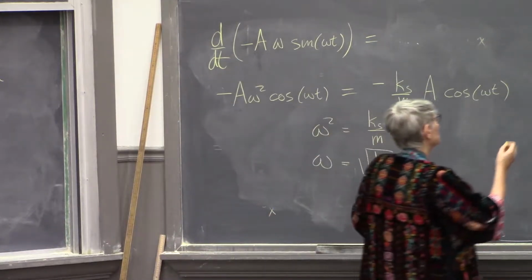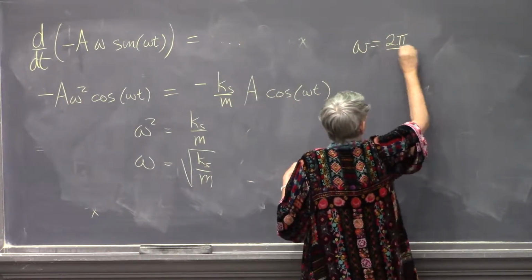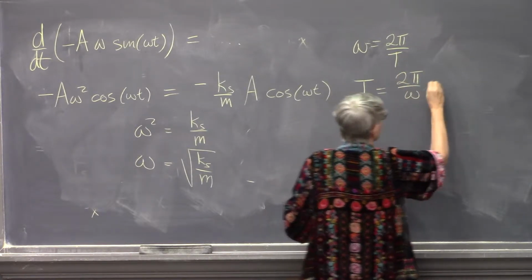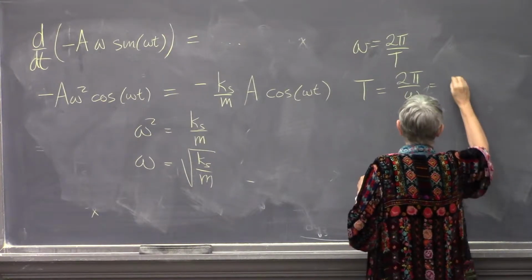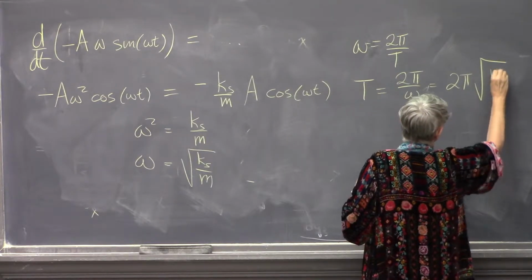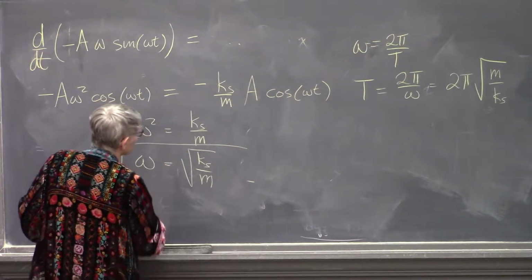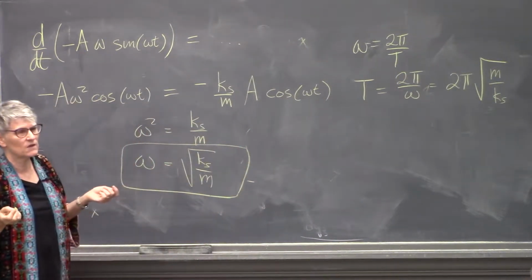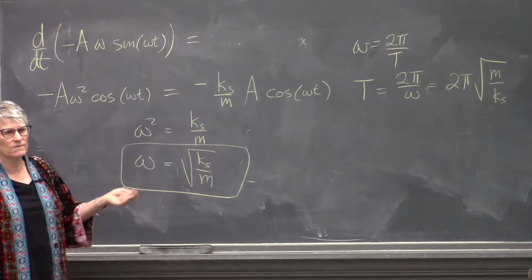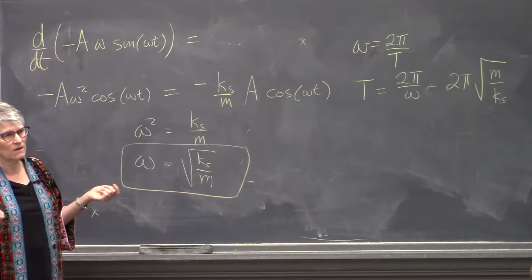And that would suggest, since omega is 2 pi over our period, then the period is going to be 2 pi over omega. So that's going to be 2 pi times the square root of m over k sub s, and this is the thing that's most normally talked about when we talk about masses and springs. A mass on a spring, this ideal kind of spring that really has a force that's linear with the stretch, is called a harmonic oscillator.